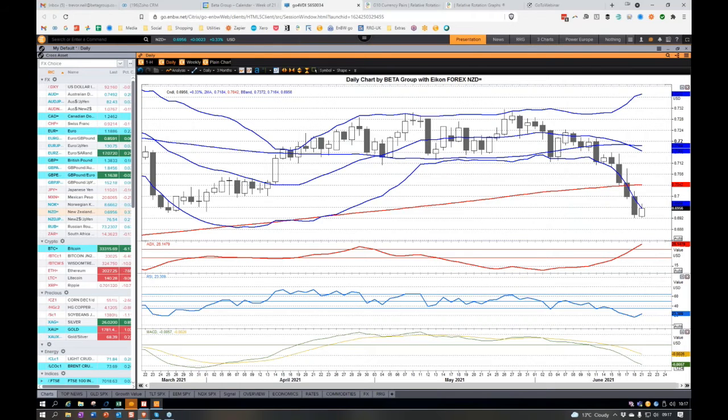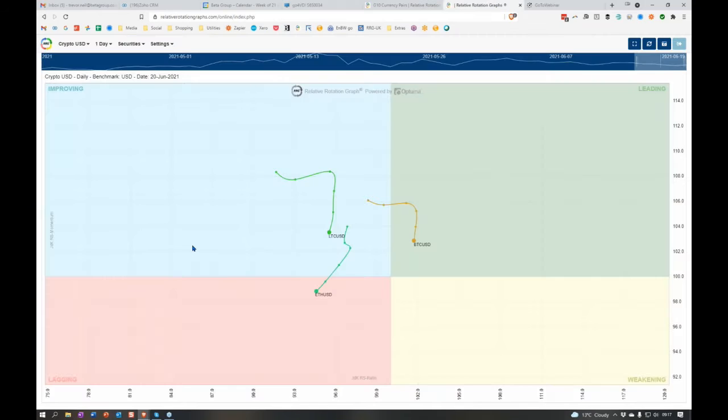Now moving to the cryptos, again, we'll go to RRG to get the big picture here. And in the middle, we have the dollar. In this leading quadrant here, we have Bitcoin. So we have slight outperformance of the dollar from Bitcoin, which is impressive since the dollar itself was so strong. And then underperforming Ethereum and Litecoin. Litecoin is in the improving quadrant, but pointing in the wrong direction. It's heading south here. Heading towards that quadrant there.